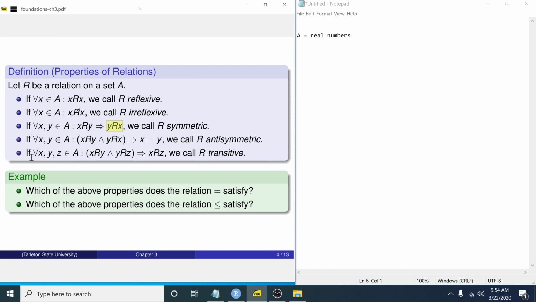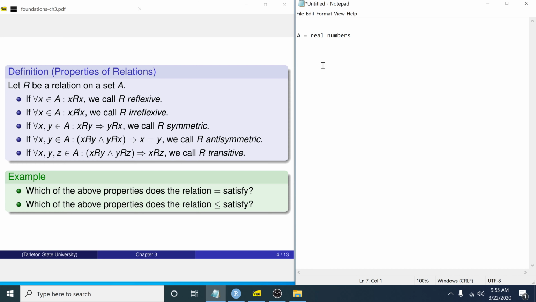And then the last one here is something that you guys have all talked about a lot in your previous math courses. You speak of things like the transitive property of equality or the transitive property of less than, stuff like that. And what that is saying is if you have three elements, x, y, and z, and for any x, y, and z in your universe A, if x is related to y and y is related to z, then x is related to z. And there's a lot of relations that have this property, and this is called the transitive property.